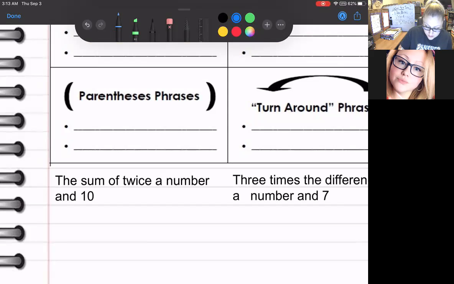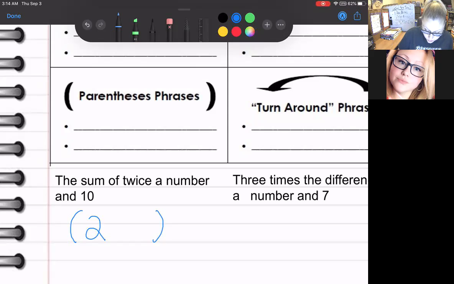So that means the sum of, right? We said the sum of, so we've got parentheses. The sum of twice a number, so twice means 2. A number means our variable that's going to touch that twice, which means multiplication. Remember, when a number touches a variable, when they're touching, they're multiplying. That's why if we have to separate them, we have to divide.